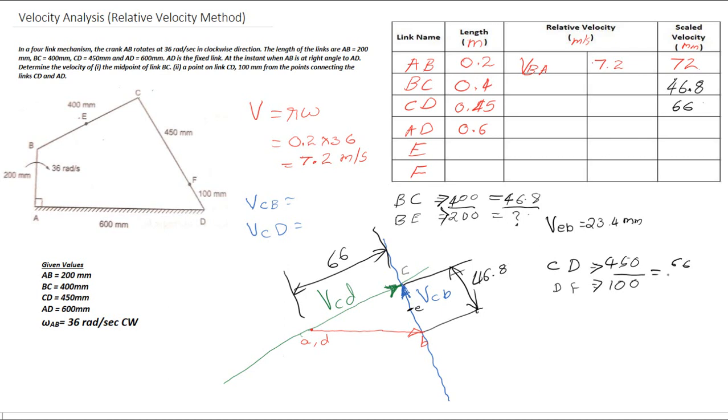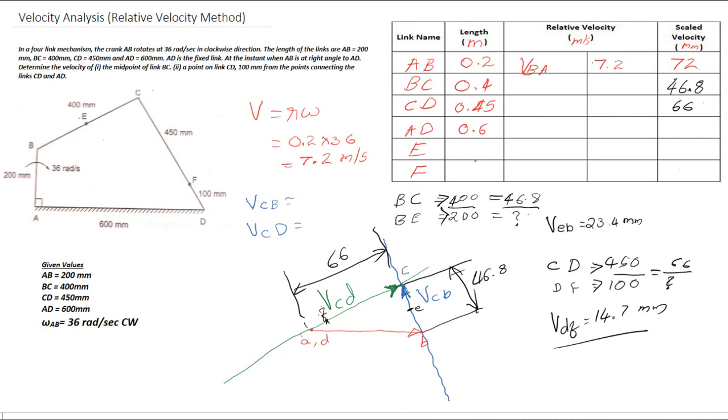Equal to 66, VDF will be equal to 14.7 mm. So we can mark this point F 14.7 mm apart from the point D. So this dimension will be equal to 14.7 mm.